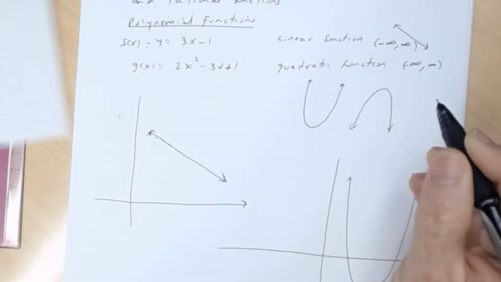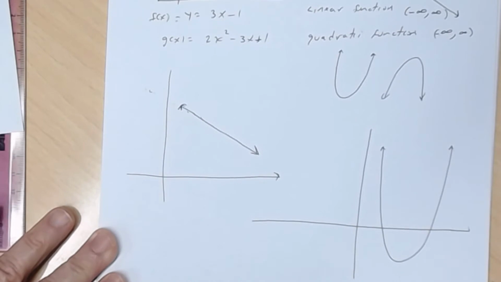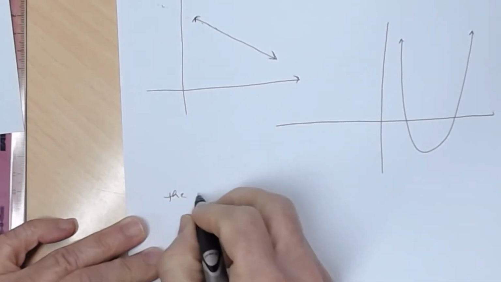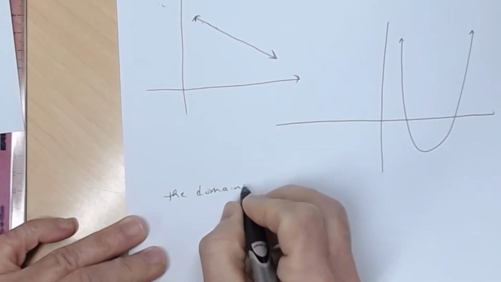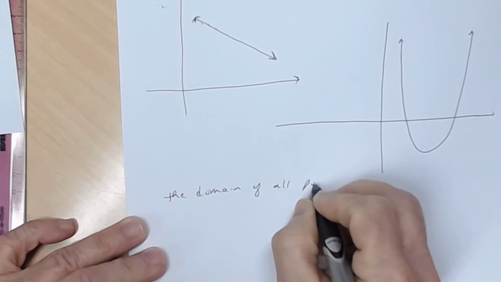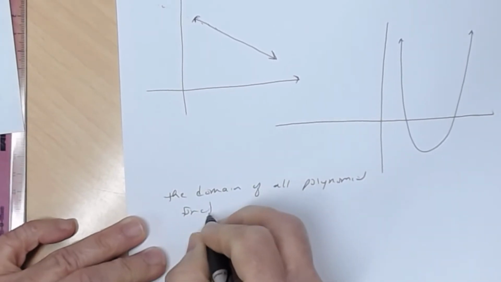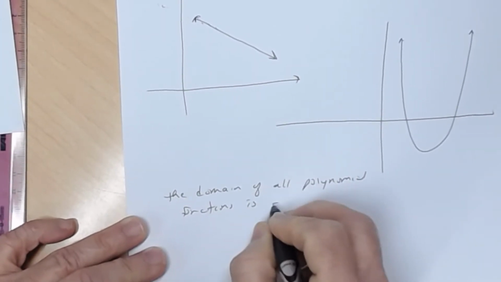All right, so what I need to remember now is this: the domain of all polynomial functions is all real numbers. The domain of all polynomial functions is all real numbers.